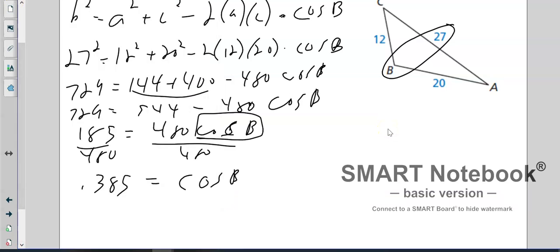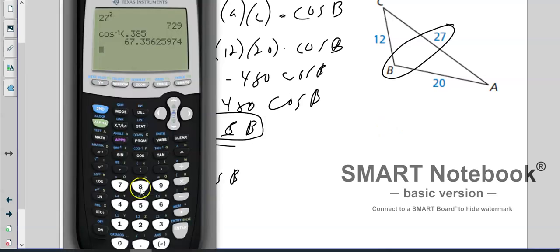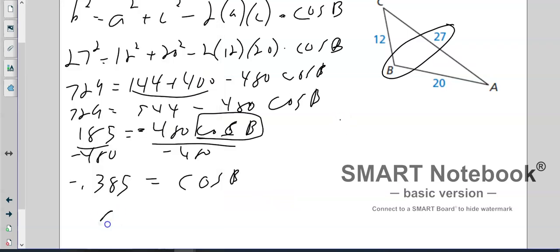Sorry, I just realized I made a mistake. This was minus 480, so I need to divide by that and have a negative. So it's going to make a difference. It's not going to be a 67-degree angle. So again, second cosine, maybe some of you already caught my mistake, negative 0.385. And there I get 112.6. So angle B is 112.6.